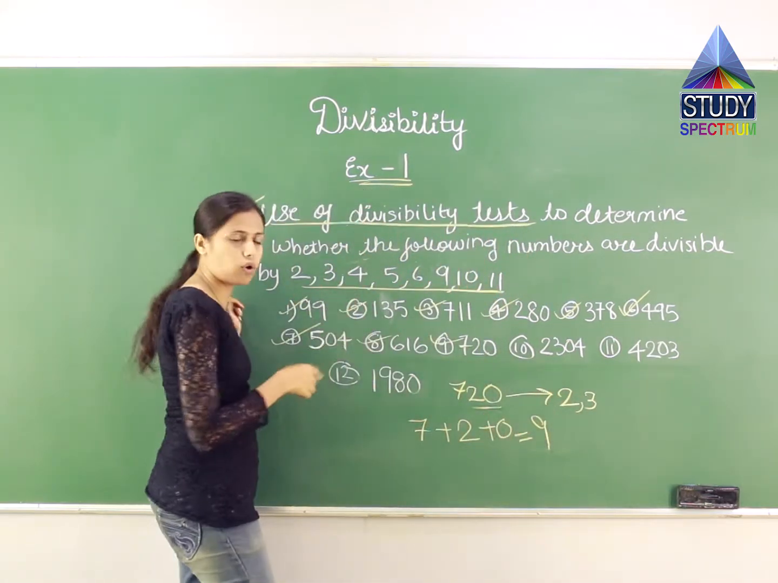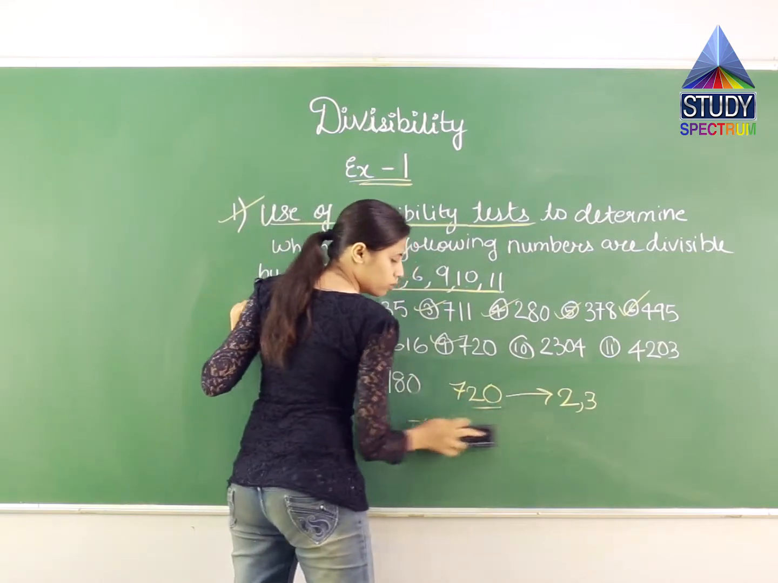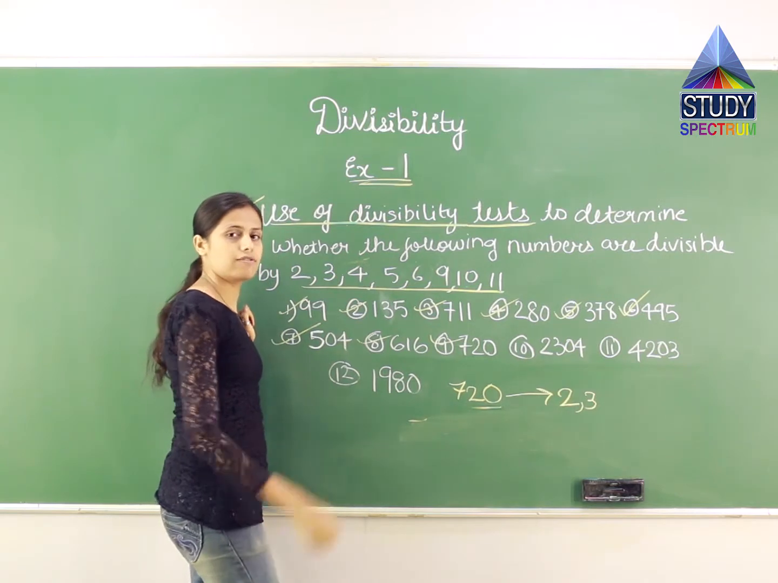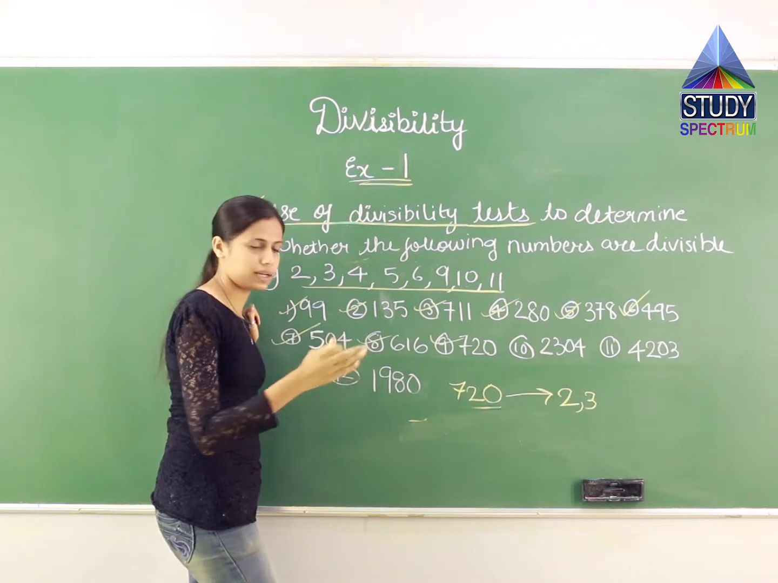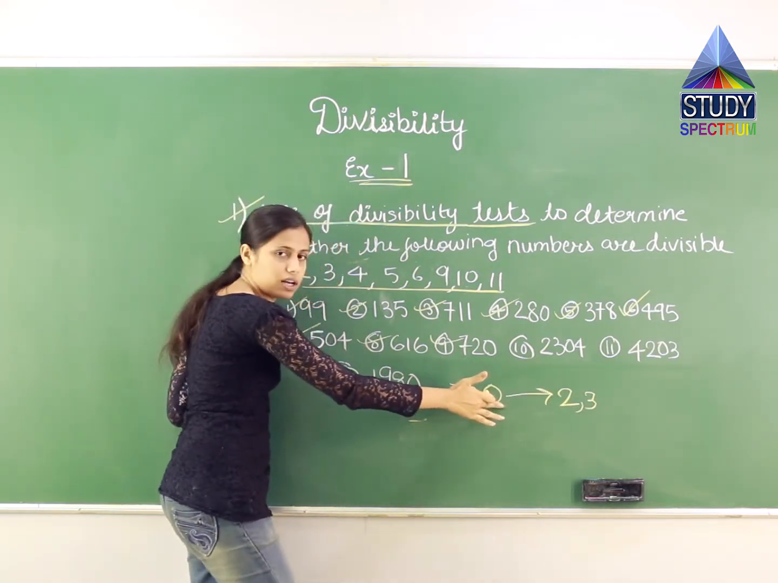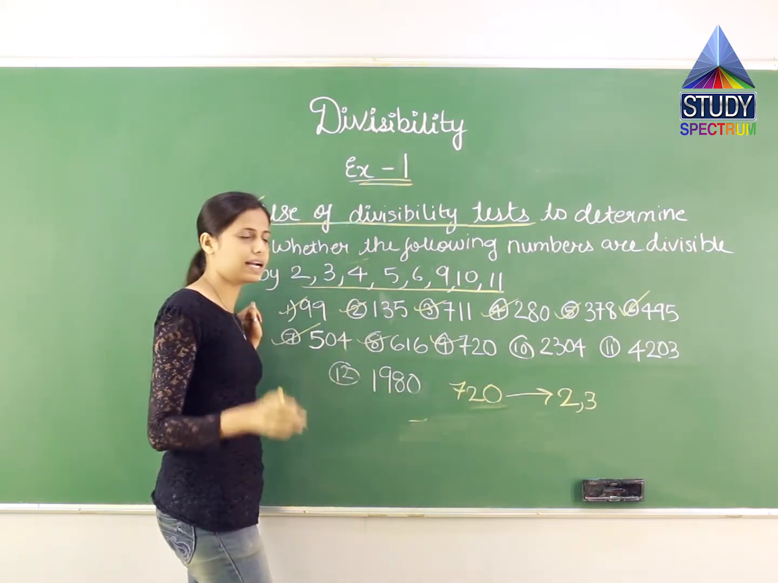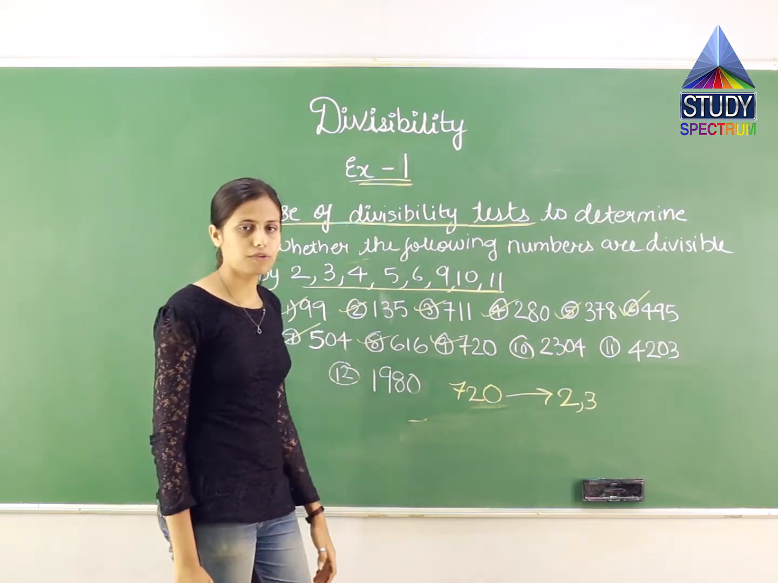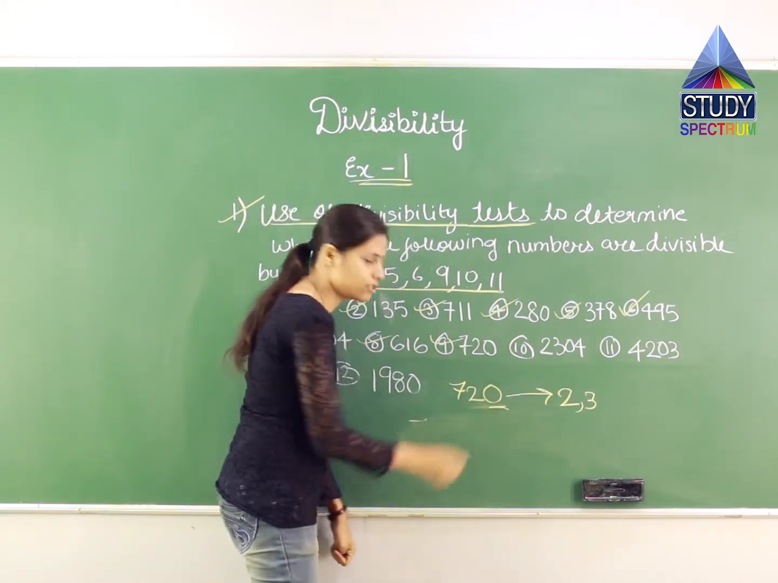Now the next 4. For test of divisibility by 4, what do I have to do? I have to first check the last digit. If the last digit is an even number, then I have to first check the 0, that is the last digit. And if it is an even number, then I will look at the last 2 digits. If the last 2 digits of a number are divisible by 4, then the entire number will be divisible by 4. So over here in 720, I have an even number at the end, right, which is 0.